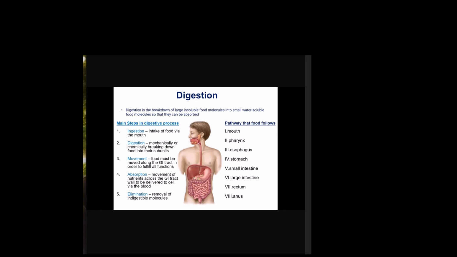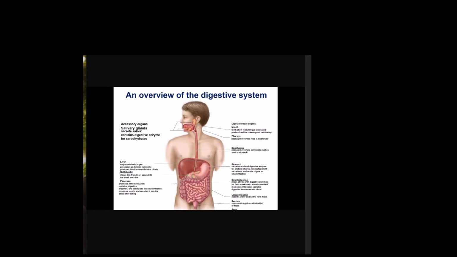The food is in continuous motion after you have swallowed it. It keeps moving, and along the way digestion is happening, and along the way the absorption of digested material is happening, and then towards the end the undigested material stays in the rectum area until it is defecated. We talked about absorption, the movement of small subunits across the gastrointestinal tract walls into the blood vessels, and elimination, the removal of undigested molecules.